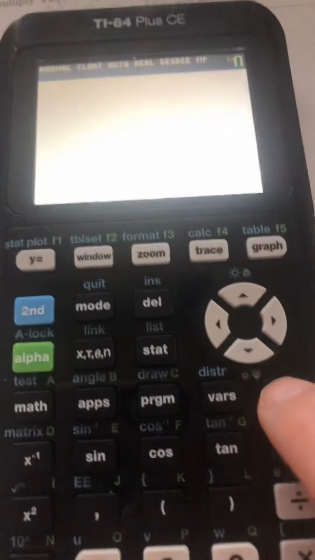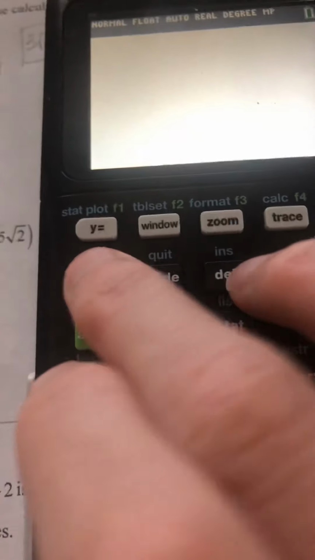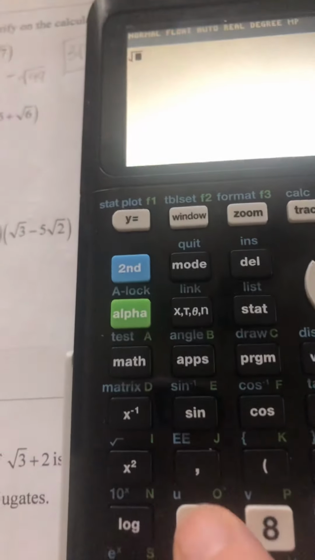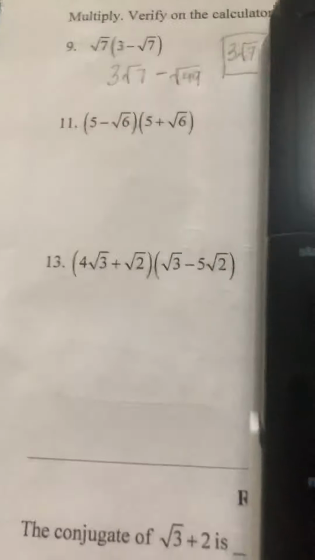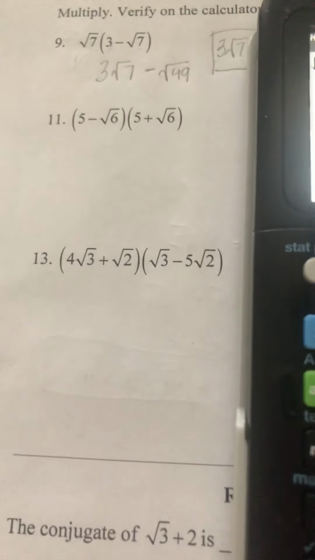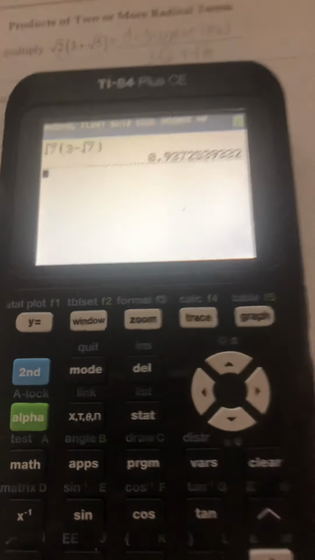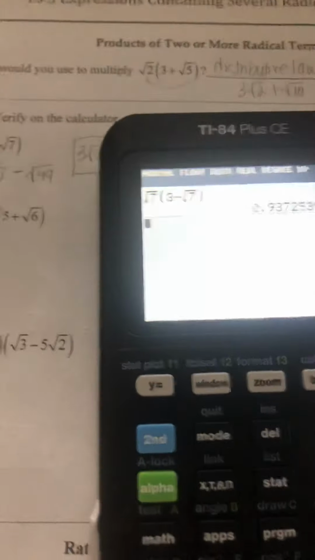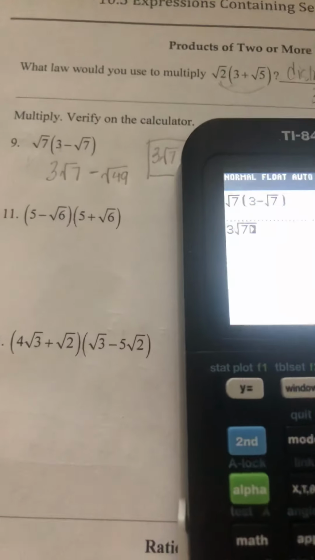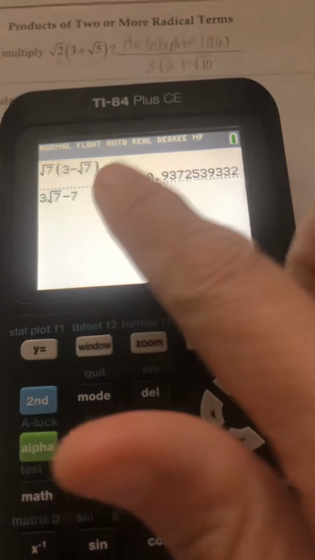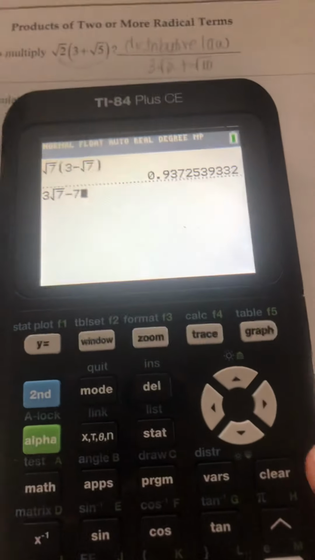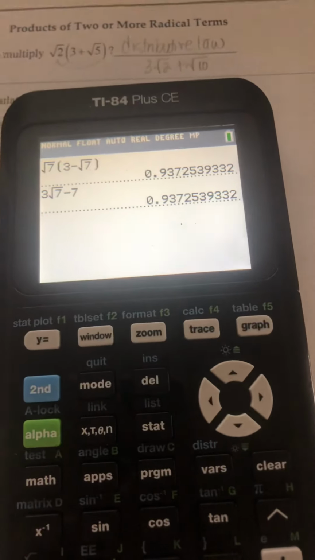Okay, so let's look. So root 7 times 3 minus root 7. Okay, so here's what it looks like. There's the answer, and we got 3 root 7 minus 7. Okay, so there's what we got as the answer. Here was the problem. There's the answer. Here was the answer. Let's see what there we go. So they're the same. So it's verified.